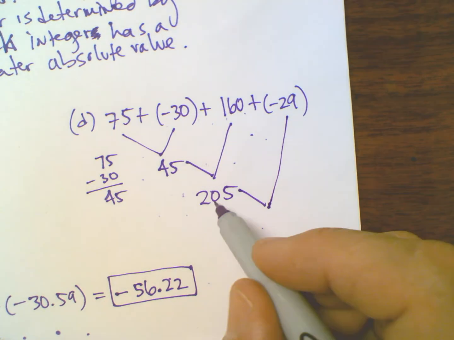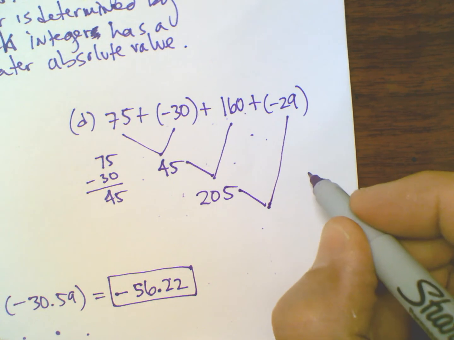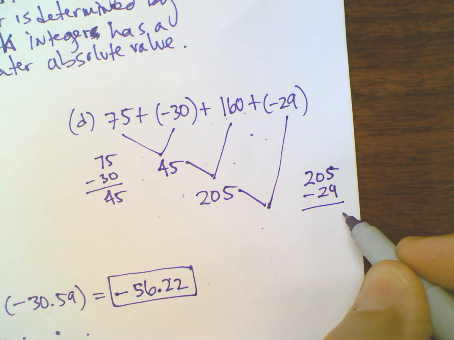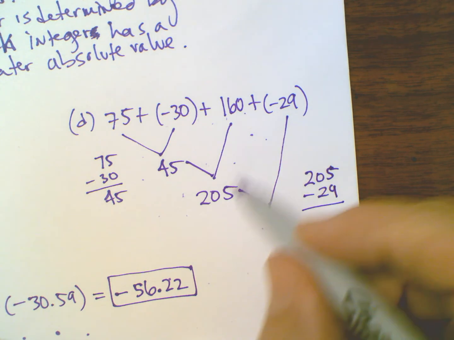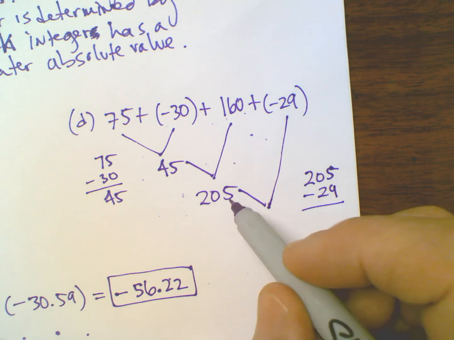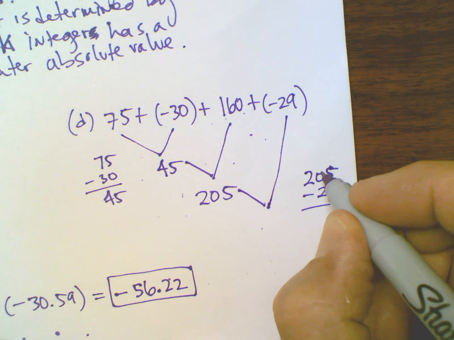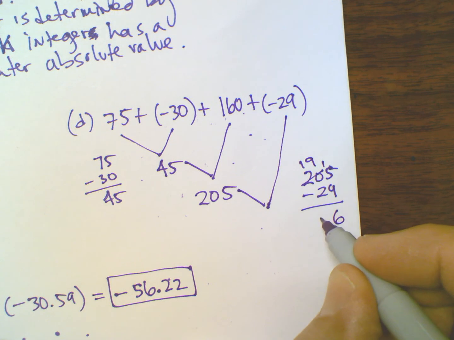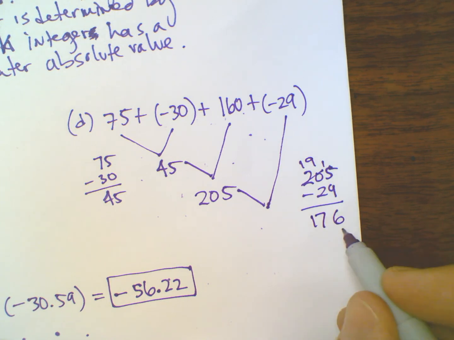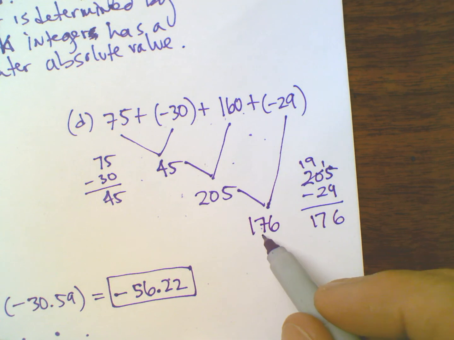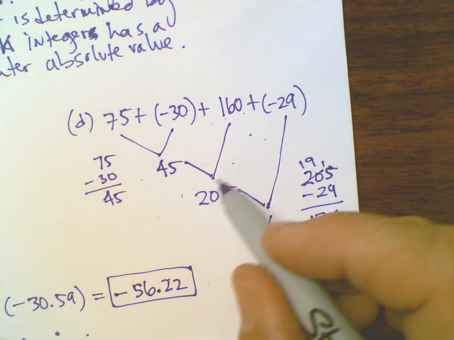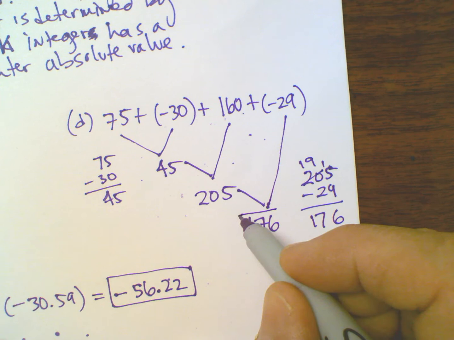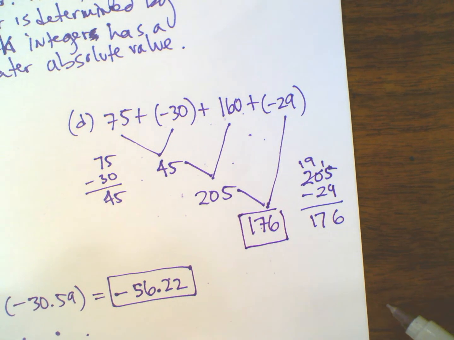Then my last one, this 205 and negative 29. Once again, I've got a positive and a negative, opposite signs, so I'm going to subtract them. 205 minus 29. In this case, I regroup, 19 minus 2 I get 17, and I get 176. But is it positive or negative? Well, 205 has the greater absolute value, and 205 is positive, so my final answer is positive 176. So there we go.